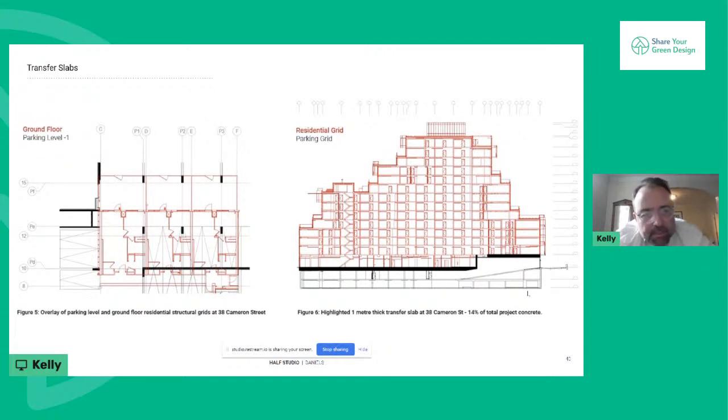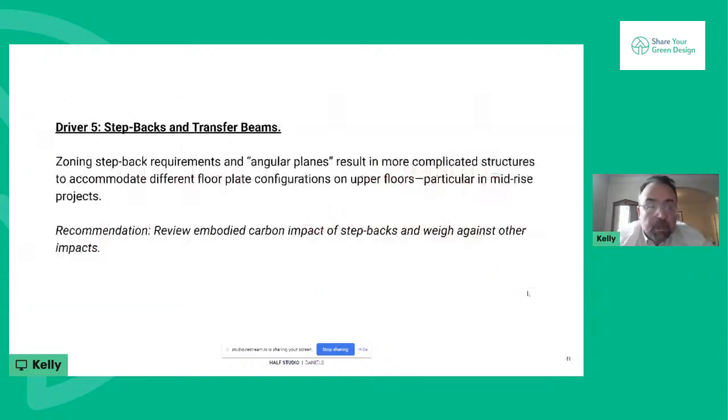On the left, you can see the structural grid of the parking in black and that of the housing in red. And to mediate these things, the entire ground floor is a 1 meter deep, thick, reinforced concrete slab. And this is basically the definition of insanity here, that we are employing all this material to house cars below grade.